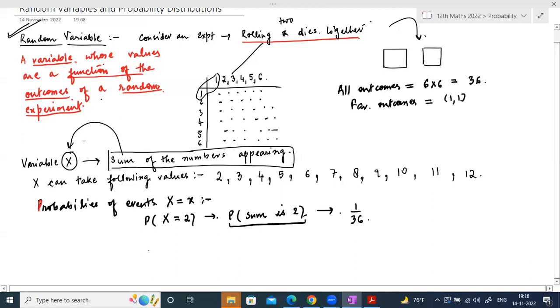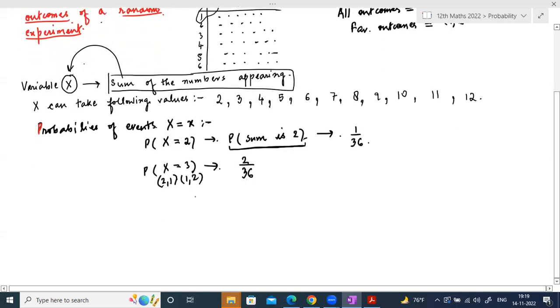Now there are 11 such questions that we need to do. What is the probability that the sum can be 3? In how many ways can sum be 3? 2, 1 or 1, 2? So what will be the probability of getting 3? 2 by 36.